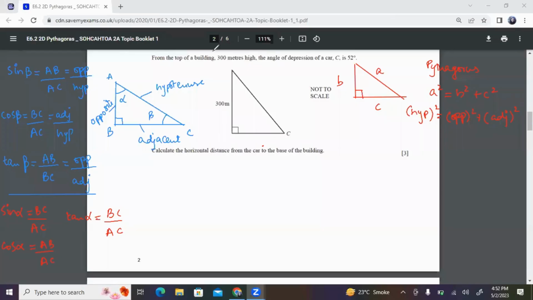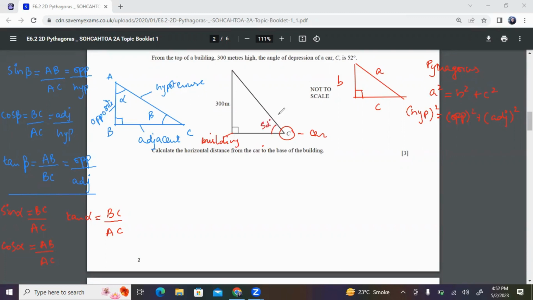In question 2, it's saying from the top of a building 300 meters high, the angle of depression of a car is 52 degrees. Calculate the horizontal distance from the car to the base of the building. So obviously C represents the car, and this is your building, like the base of the building. So it says the angle of depression of a car. So that angle of depression will be over here.